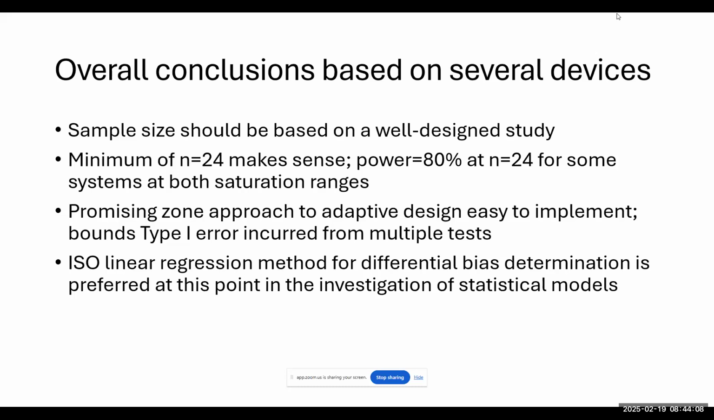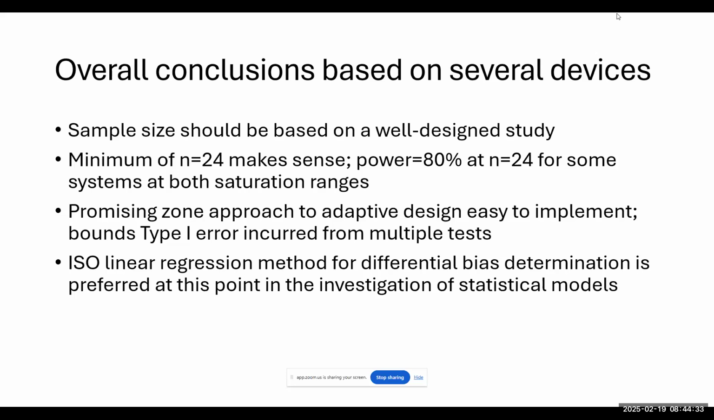80601-2-61, makes sense. And looking at the power at 80% across a lot of this open oximetry data, at n equals 24, the systems are meeting the requirements of disparate bias, differential bias, with the confidence limits at 1.5 and 3.5% thresholds at both the low and the high saturation ranges.